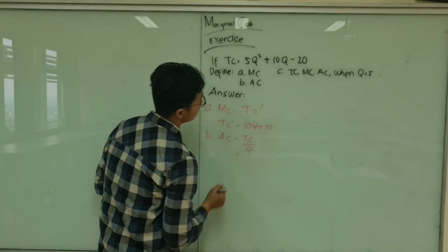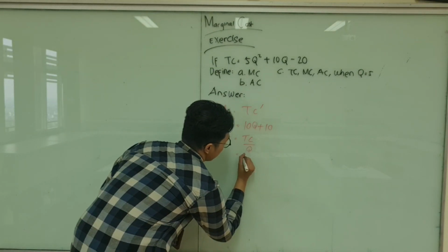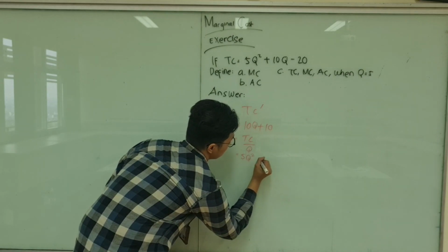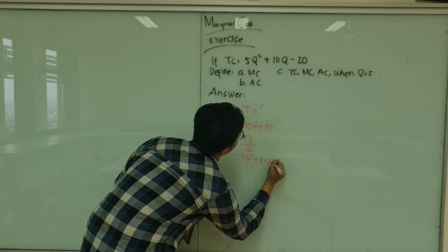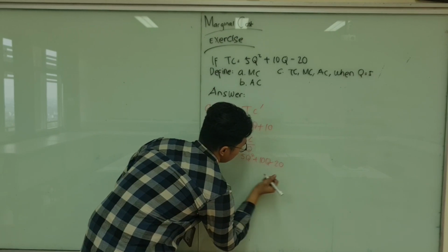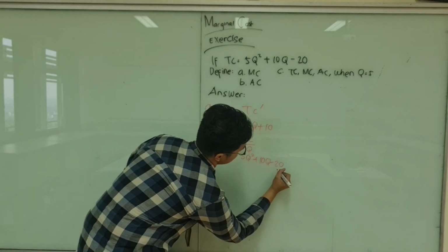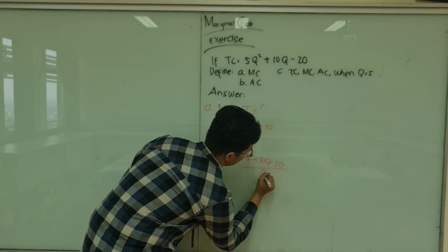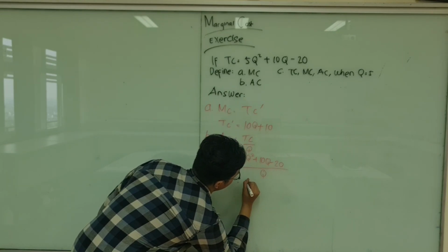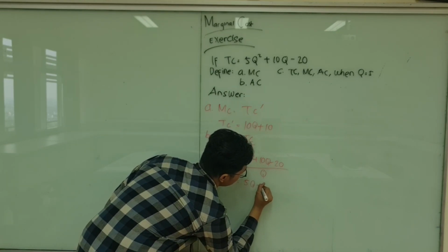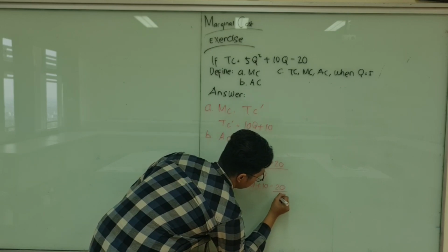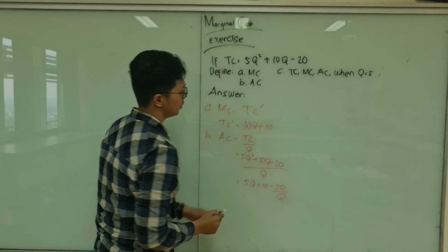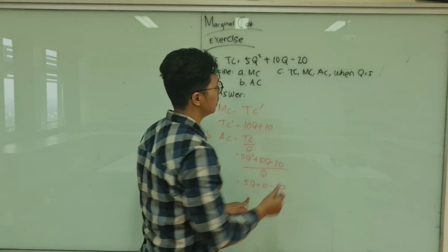And the second one is the average cost, by TC divided by Q. So it equals 5Q squared plus 10Q minus 20, divided by Q. The result is 5Q plus 10 minus 20 per Q. So this is the equation for the AC.